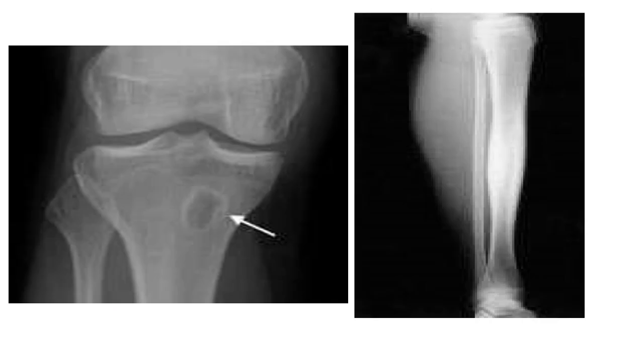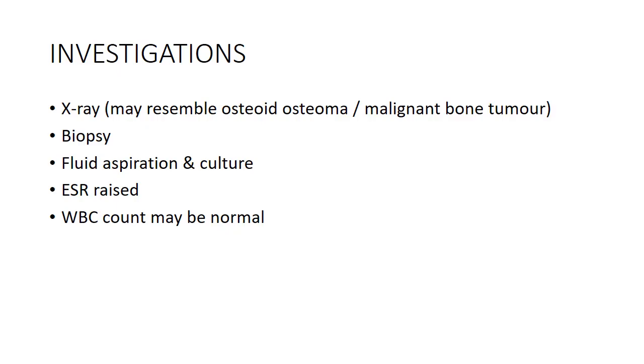Here you can see a classical picture of subacute osteomyelitis, where you can see a well circumscribed rounded lesion in the proximal tibia, surrounded by a rim of sclerosis with a central radiolucent lesion surrounded by a radiopaque rim. The X-ray findings may resemble osteoid osteoma or some malignant bone tumors.